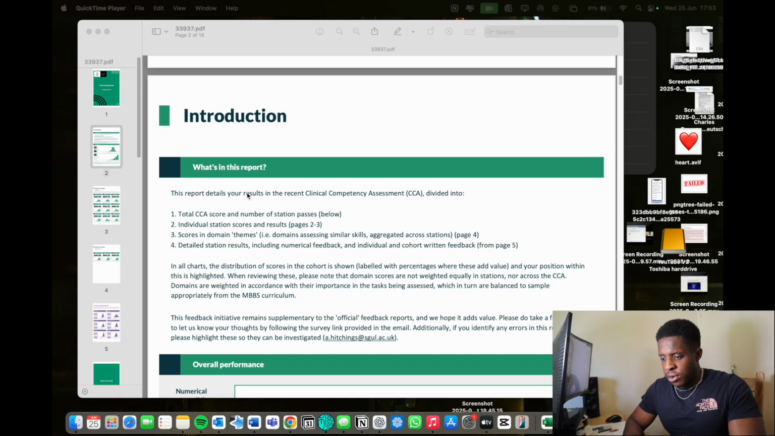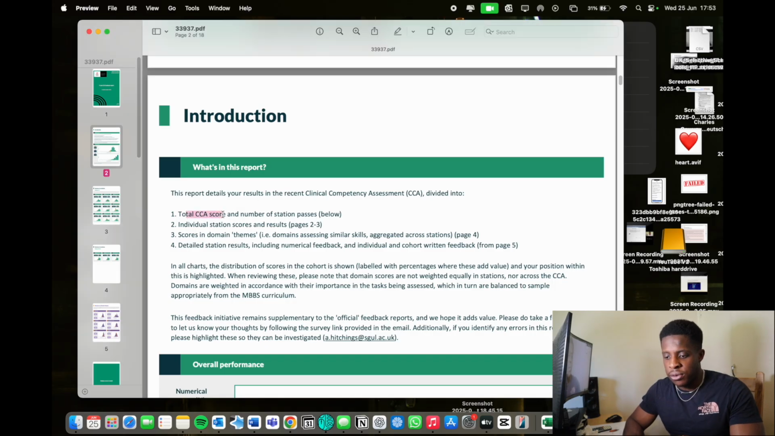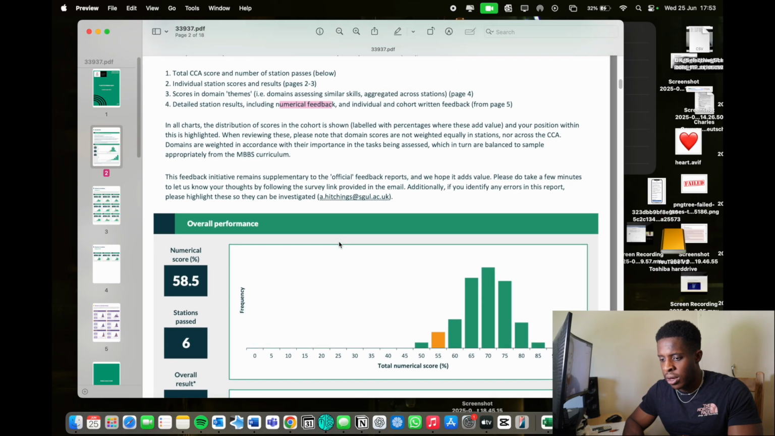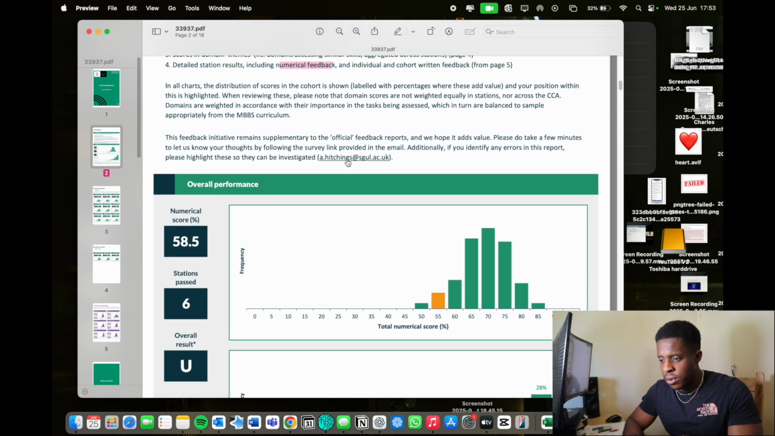This report details your results from the recent CCA, divided into the total CCA score, number of stations passed, individual station scores and results, scores and domain themes, detailed station results, including numerical feedback, and individual and cohort written feedback. Okay, and in all charts, the distribution of scores in the cohort is shown, labeled with percentages where these add value, and your position within this is highlighted.